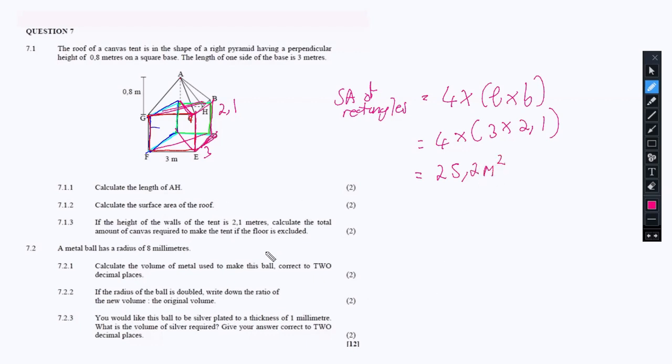But then remember, we are to calculate the total surface area of the canvas that is required. So for total surface area, it's the 25.2 meter square plus the area of the roof, because the tent is the sides covered and also that roof. So the area of the roof we had calculated above is 10.2 meters square. And then when you add the two, you are going to get the total surface area of 35.4 meter square. Okay, that's how you were supposed to solve that question.